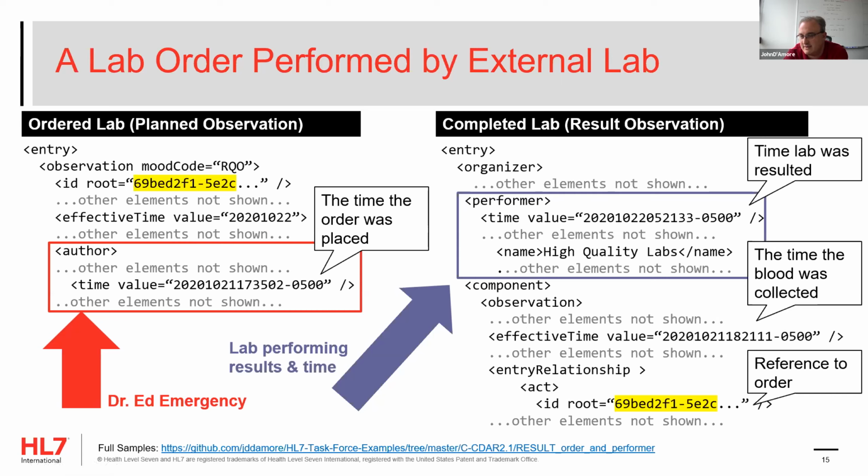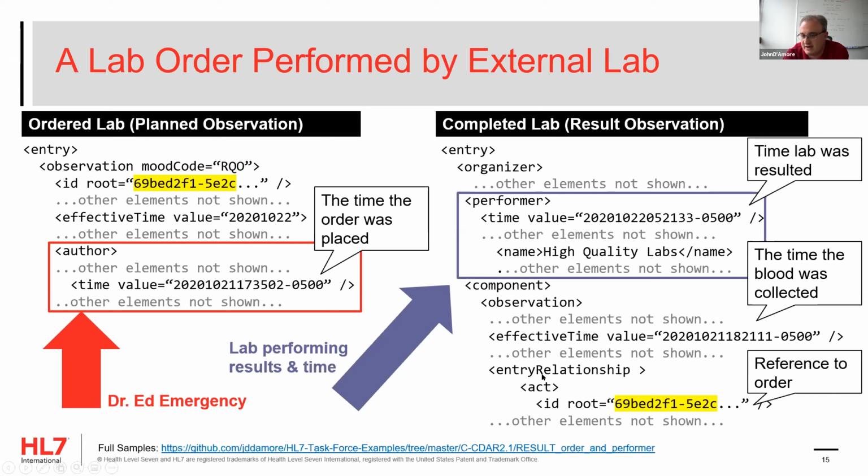Now, of course, effective time has different meaning when you do imaging and other things for it, but effective time is kind of the biologically relevant time for the observation, not the time when it's completed. I think including performers within lab results is a very valuable way to be able to collect reporting time when there's a reason to do so.